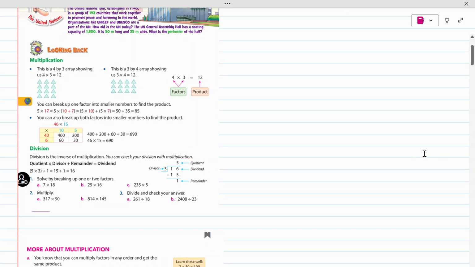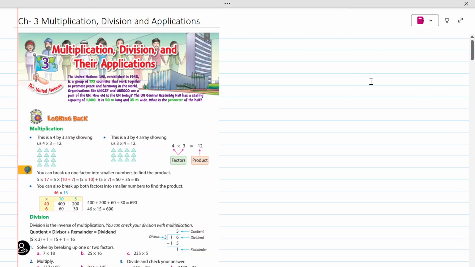Hello kids, today we are going to start the new chapter, chapter 3, multiplication, division and their applications. This is chapter 3 of your book and we have already done multiplication and division in our previous grades. So let's have a quick revision of what we have already done, as per the content given in the book.